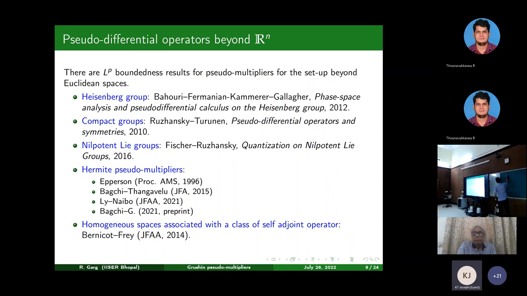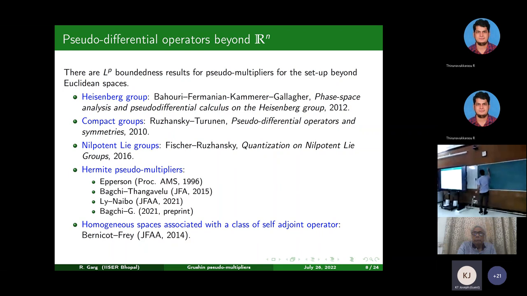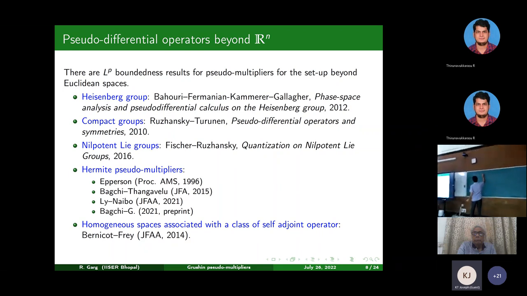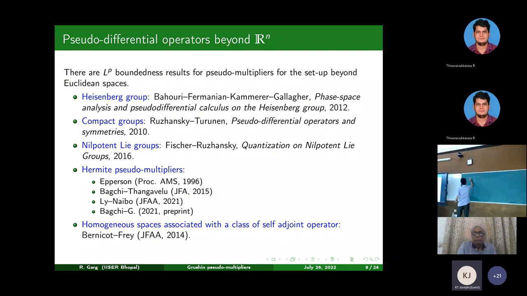So recall that the Hermite operator is the positive Laplacian plus |x|². And then we know explicitly that... So I should say 2k plus n. Explicit spectral resolution for the Hermite operator is known.